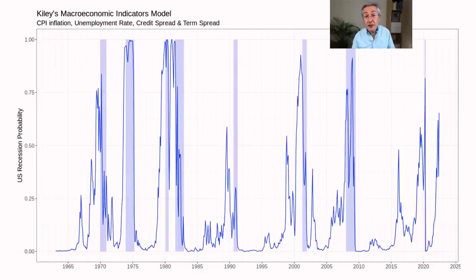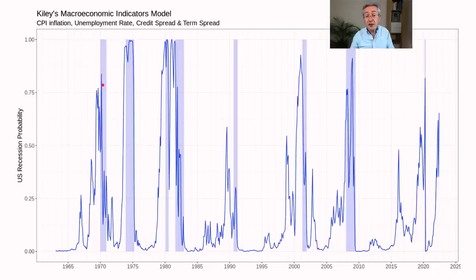So I reproduced the model which the Fed has come up with. This is Kylie's macroeconomic indicators model. And these are the four factors that go into the model. There's CPI inflation year on year, the unemployment rate, which we saw is very important, credit spreads, which is how much risk is priced into the corporate bond market, and then finally term spread. So that's the slope of the US yield curve. When that inverts, usually you get a recession.